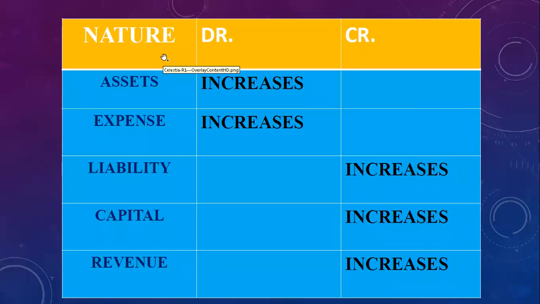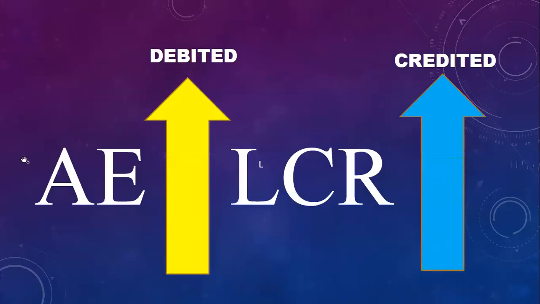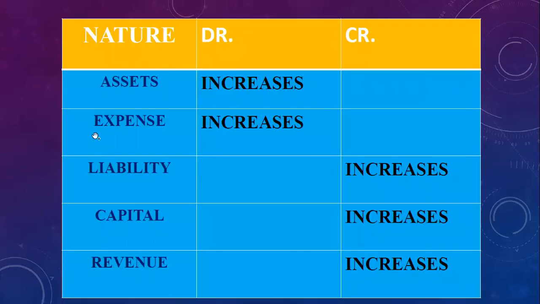Here we have the nature of accounts. Yes, you all can see. Hope so. You people have gone through this. Assets and expense increasing, it is an up arrow, it is debited. LCR increasing, it is credited. Clear? Now I proceed towards this. You can see the nature of accounts. How many natures of accounts do we have? Now close your fingers and then open one by one. A, E, L, C, R. Okay. So assets, expense, liability, capital, and revenue. AELCR, assets, expense, liability, capital, and revenue.